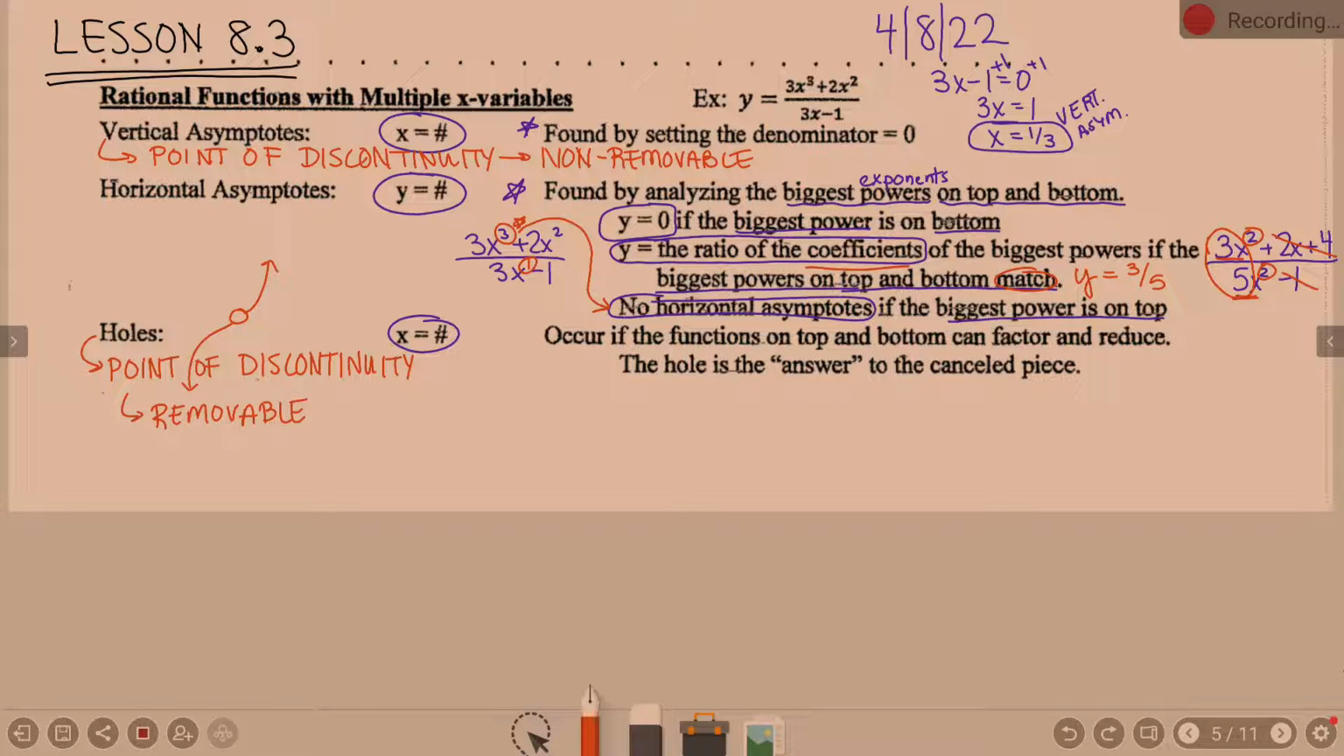It's removable. The weird way my brain thinks, I think, okay, it's fixable. I can plug a hole, right? So I can remove the piece, the hole, or I can put it back in. So I think, removable. I can remove a hole. So removable versus non-removable. Again, there's questions in homework, at least if I'm recalling correctly, about discontinuity and removable, non-removable.